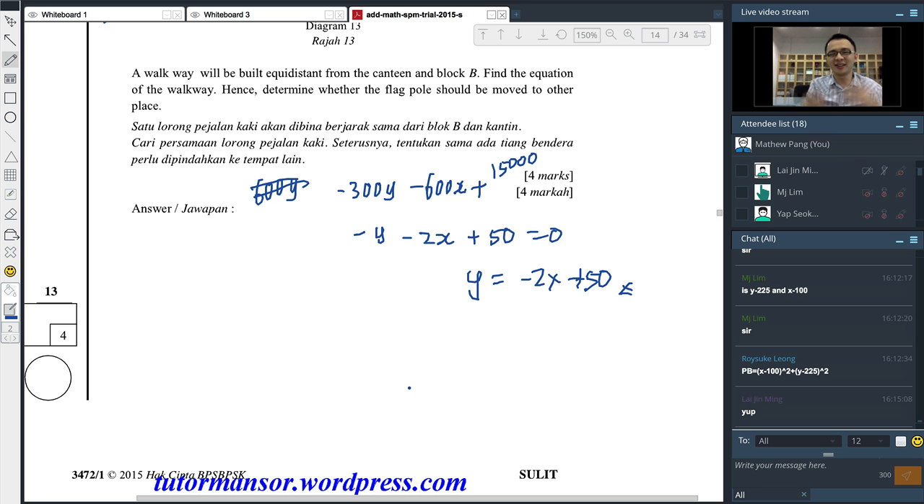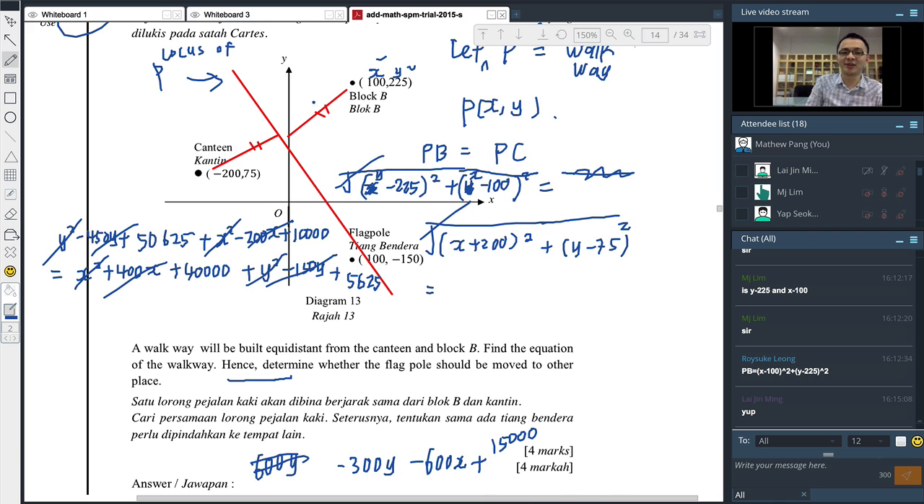Alright, so this is just a simple quadratic. Just make sure you do it correctly. But this is something you have to understand. Hence, determine whether the flat pole should be moved to other place or not. Now, the question is trying to ask, will this equation pass by the flat pole or not? So I want to check whether this flat pole is on the line or off the line. I want to know whether this coordinate of the flat pole will be on the line or not.